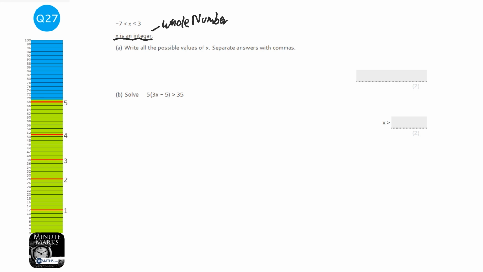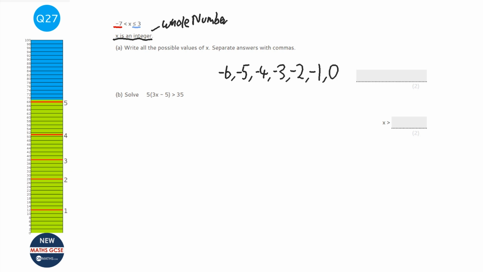Now, x says here, x is greater than -7 and is less than or equal to 3. So when it asks you to write down all the numbers that that's true for, well, let's have a think. If it's greater than -7, then it can't be -7. It can't be equal to it. So it's going to be -6, -5, -4, -3, -2, -1, 0, 1, and 2.